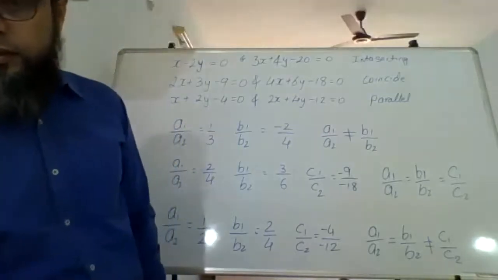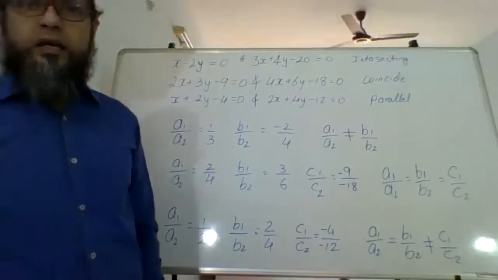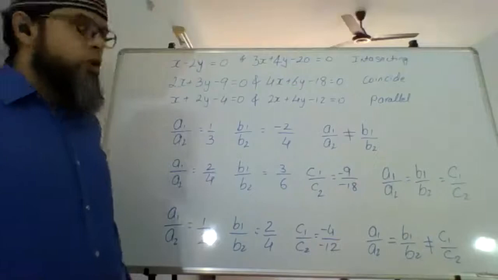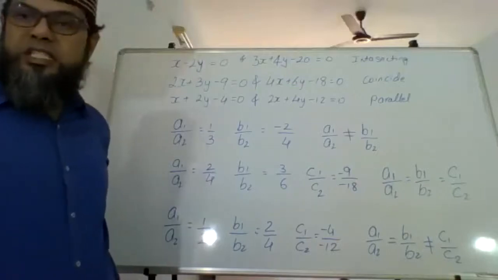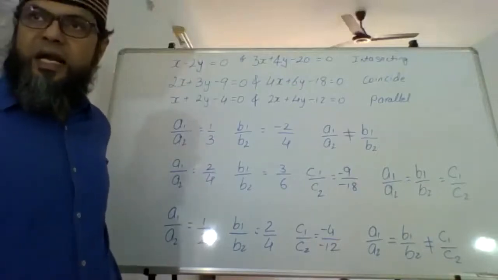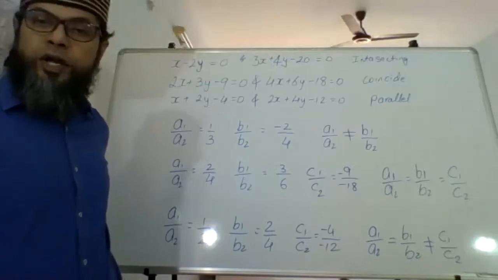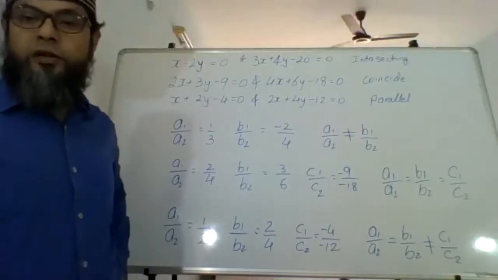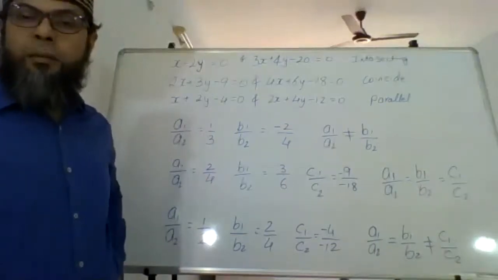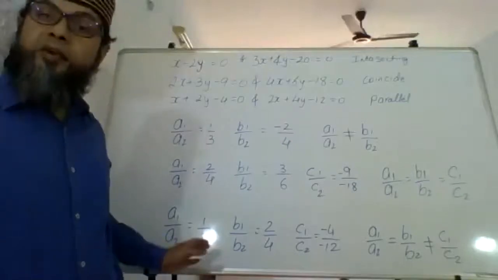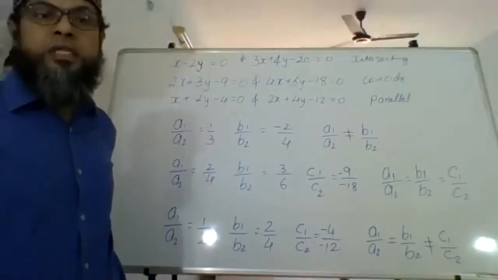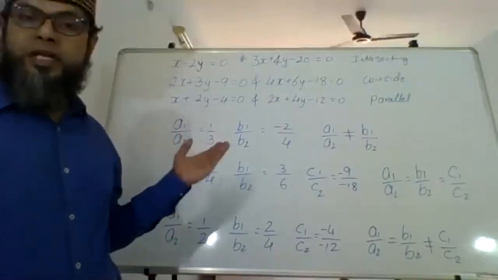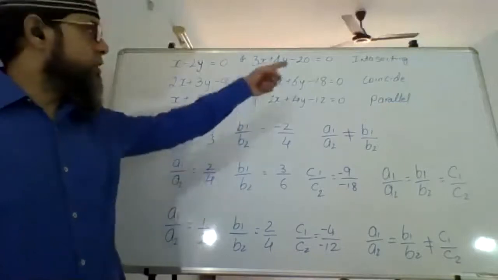Is this clear? That is all that is there to this. Not very complicated. If a1 upon a2 is not equal to b1 upon b2, straight away you can say that the lines are intersecting. If a1 upon a2 equals b1 upon b2 but not equal to c1 upon c2, again you can say that the lines are parallel. And if all three are equal, a1 upon a2 equals b1 upon b2 equals c1 upon c2, then you can say that the lines are coincident. Is this clear?